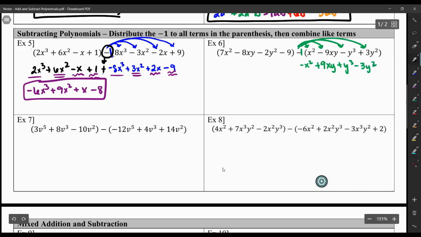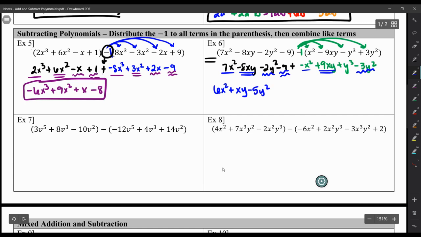And again, there is no negative sign out front on the first one, so we can simply drop this first polynomial down, and we are adding these together. So we have 7x squared and then plus a negative x squared makes 6x squared. Negative 8xy and 9xy are like terms, and that ends up being a positive 1xy. Negative 2y squared and negative 3y squared make negative 5y squared.